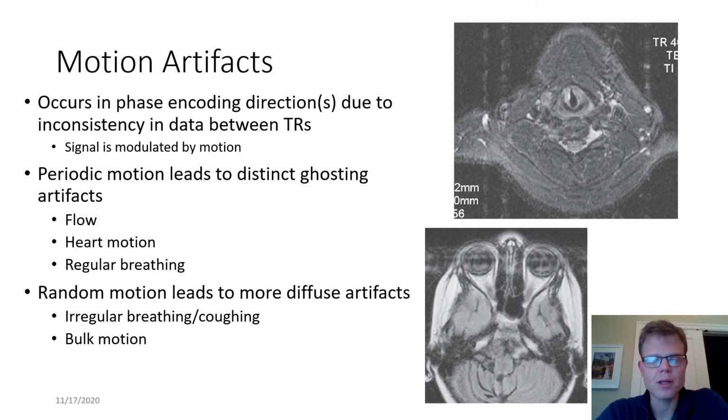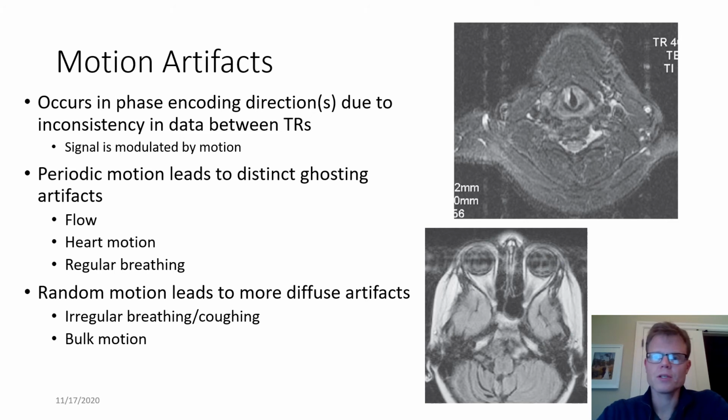For example, your heart is beating once a second about, right? Or you're breathing once every several seconds. And so these are the most common types of motion artifacts, artifacts that are happening from one TR to the next TR. These are going to happen in the phase encoding direction. And we're generally going to lump these into two categories: periodic motion, so this is flow coming from the heart circulatory system, or the heart itself, or some sort of regular breathing pattern. And then the second bucket of motion artifacts will talk about our more random motion.